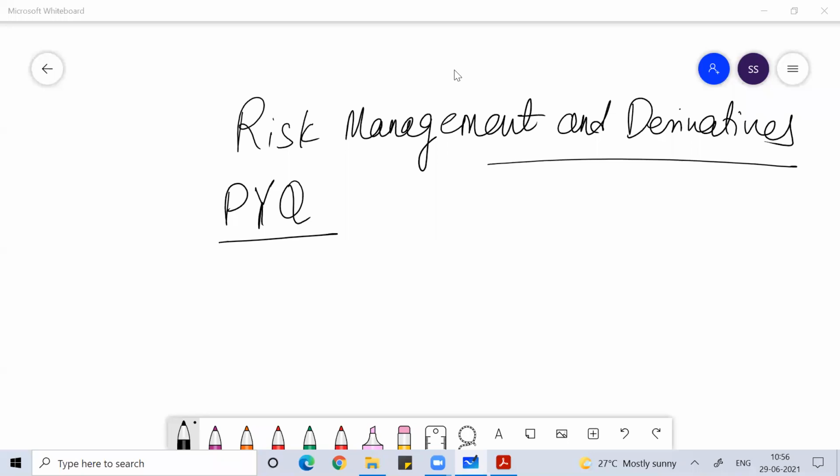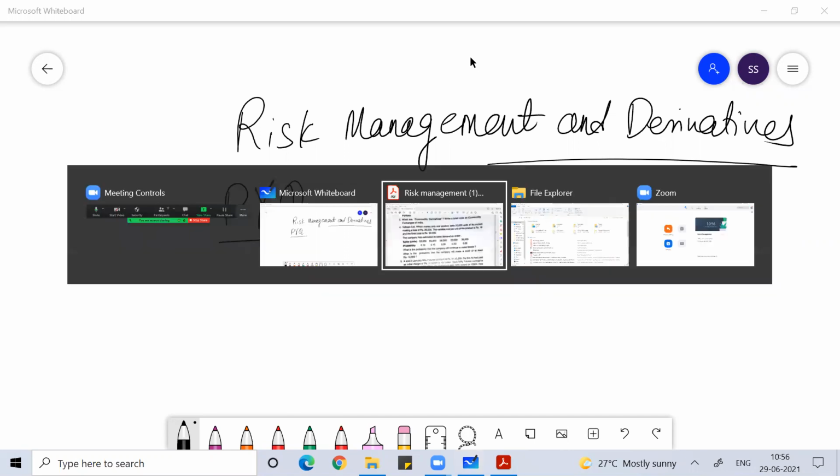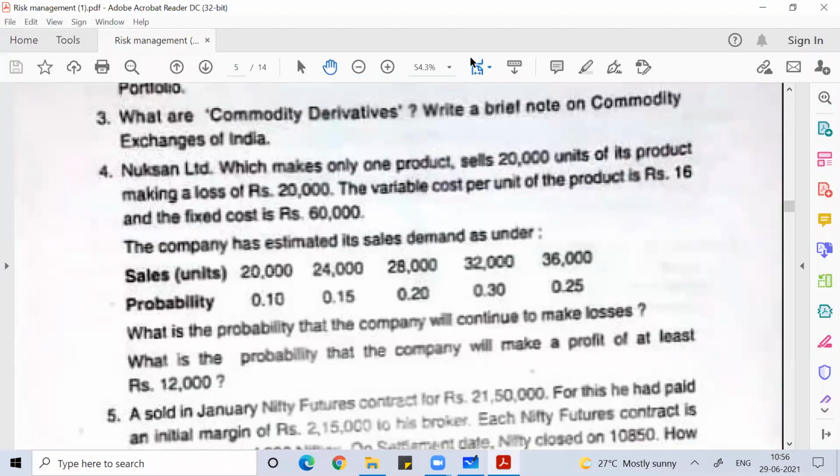Here in this class, we are discussing the previous year problem for the topic called risk analysis on capital budgeting. If you see this problem which came in 2018, it is about a company called Ruksan Limited, which makes only one product and sells 20,000 units of that product, making a loss of 20,000 rupees.